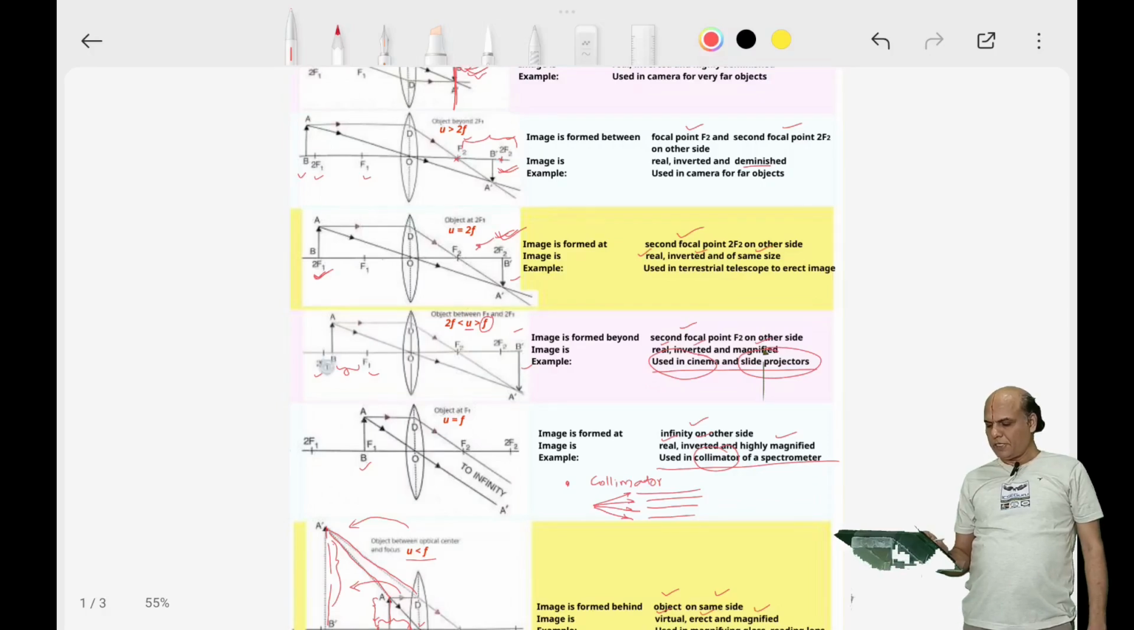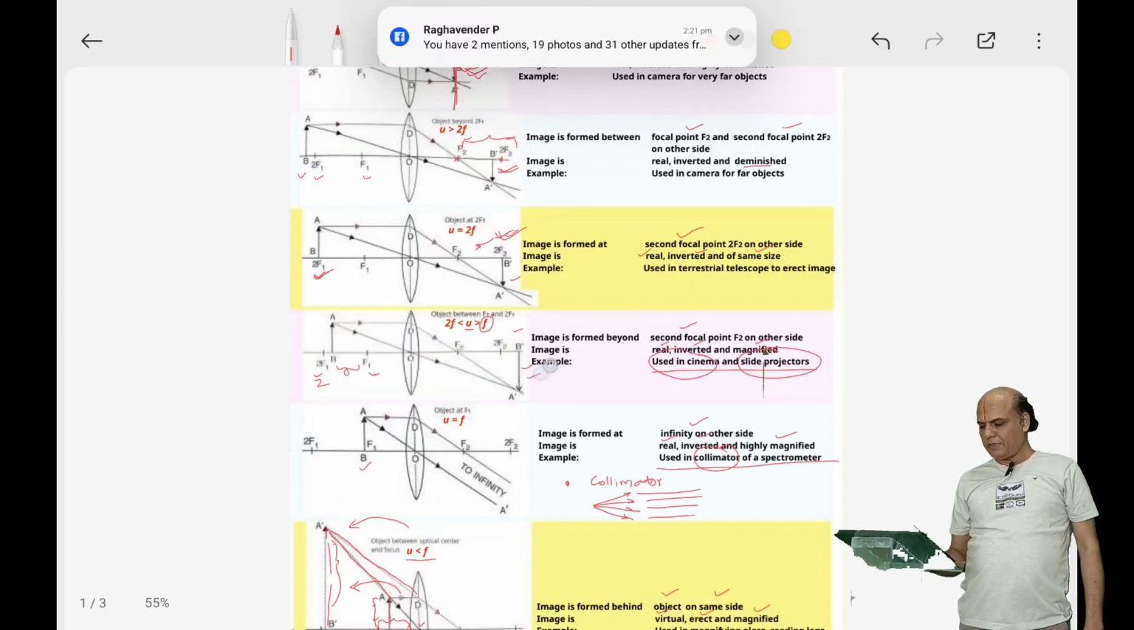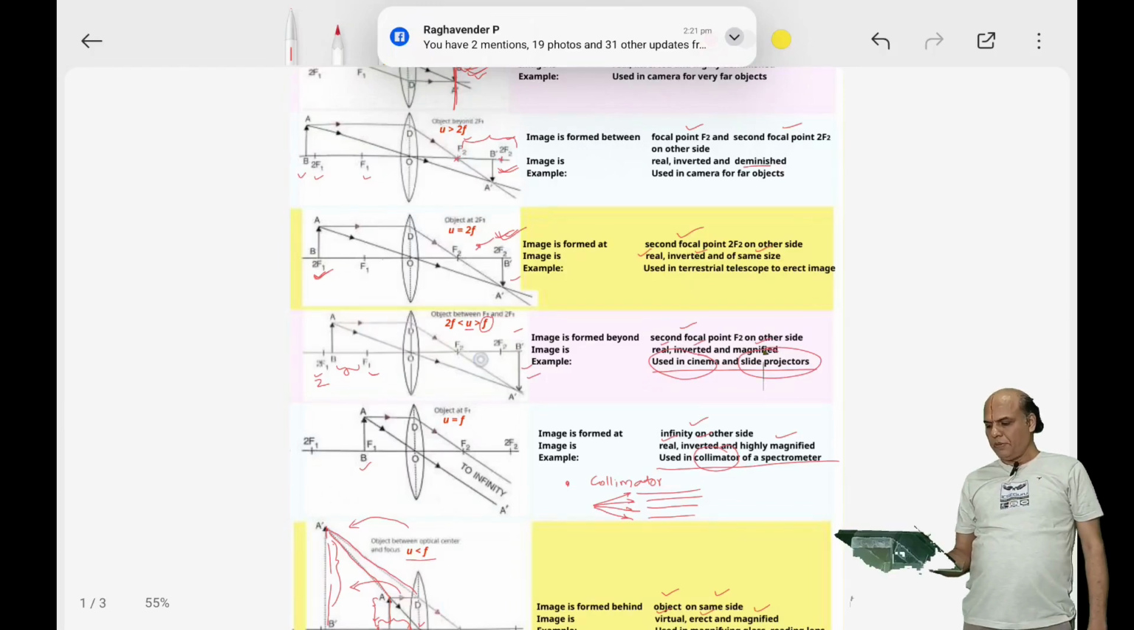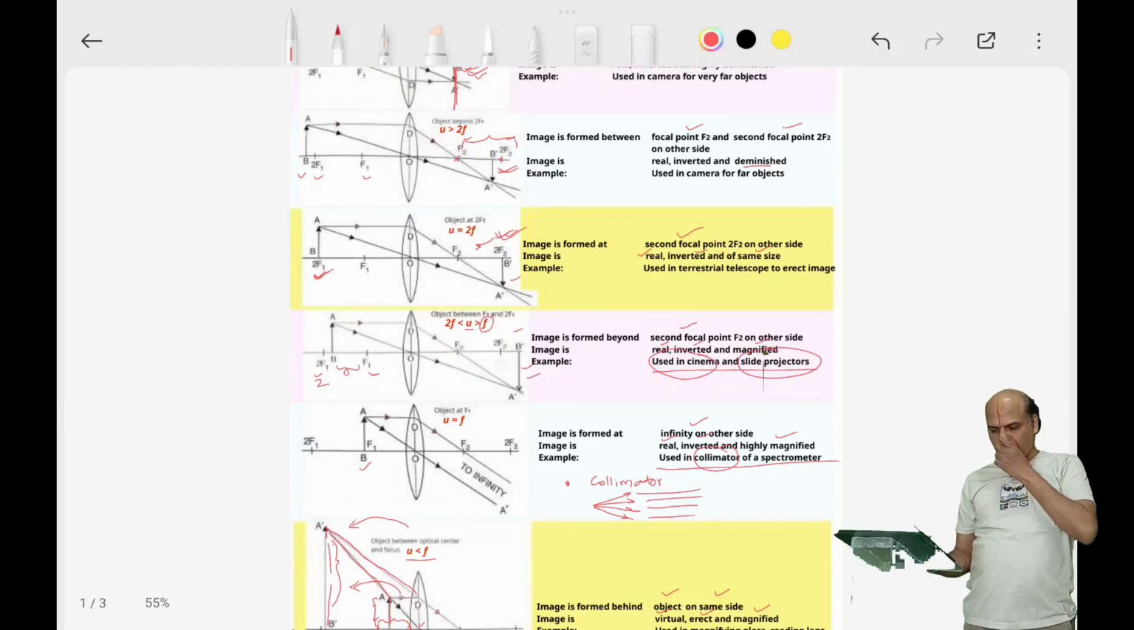When the object is placed between the second focal point and the first focal point on one side, a magnified image is formed again on the other side, beyond the second focal point. Here the image is again real, inverted, but magnified.